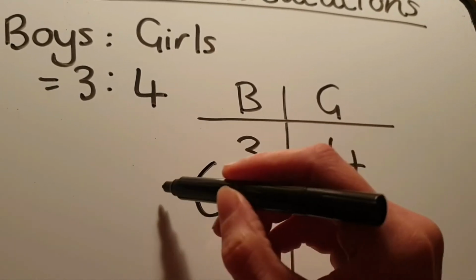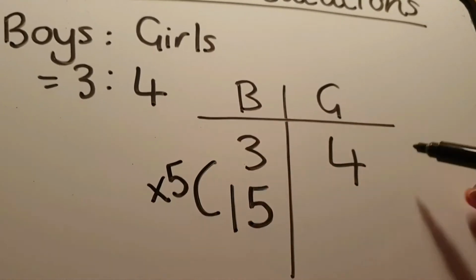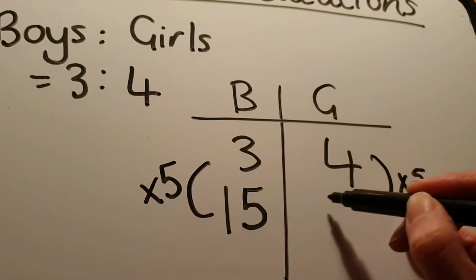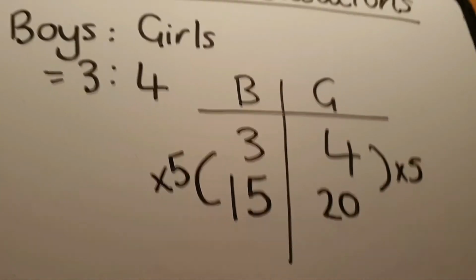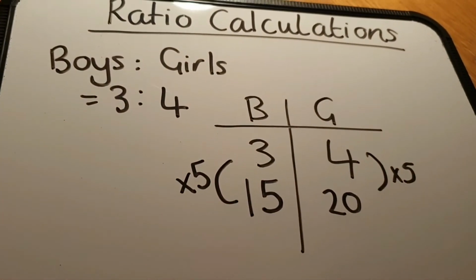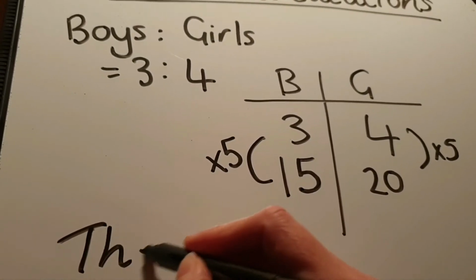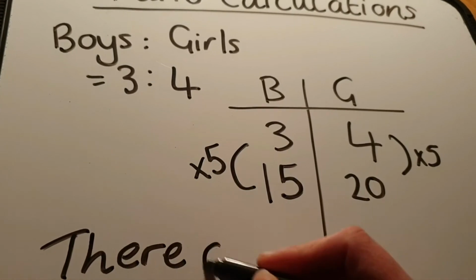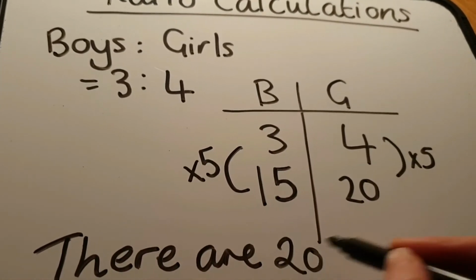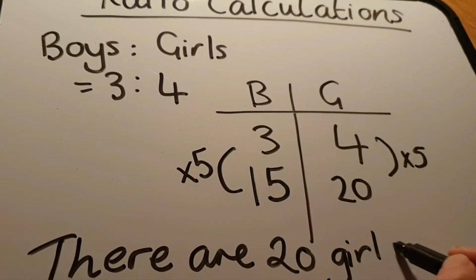Okay, how do you get from 3 to 15? You multiply by 5. So do the same to that side. So that means there are 20 girls. Please don't just leave it in the table. You would need to write that down to explain your answer fully. There are 20 girls.